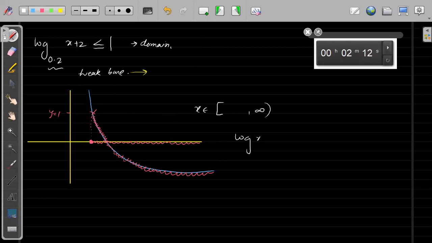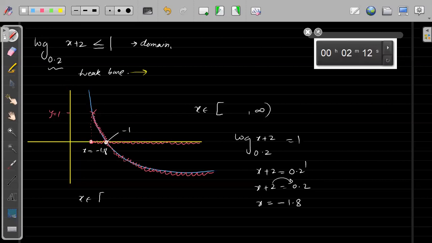So log of x plus 2 base 0.2 equals 1. So x plus 2 equals 0.2 to the power 1, so x plus 2 equals 0.2. That means x equals minus 1.8. This point is x equals minus 1.8. Where does this become 0? It becomes 0 at minus 1, and then this is plus infinity. So x belongs to minus 1.8 to infinity.